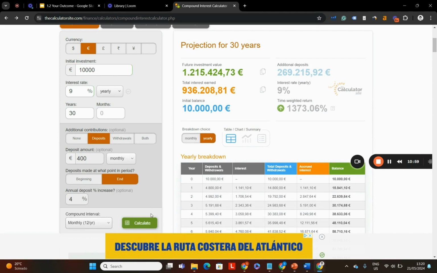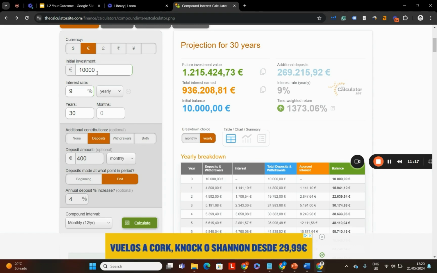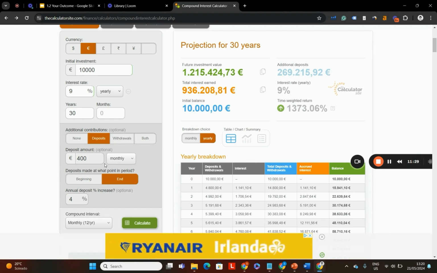And once you calculate it, you'll then have your future investment value. So that's the final amount of your investment by the end of the 30 years. How much will your investment have grown by? So there's 1.2 million, if I can keep contributing 10% of my income each month with a starting investment of 10,000 euros. And what we'll see here is total interest earned and additional deposits. Additional deposits means the actual amount that I contribute myself from my paycheck. And then the total interest earned is this 9% that's been accumulating over time, and growing by itself.